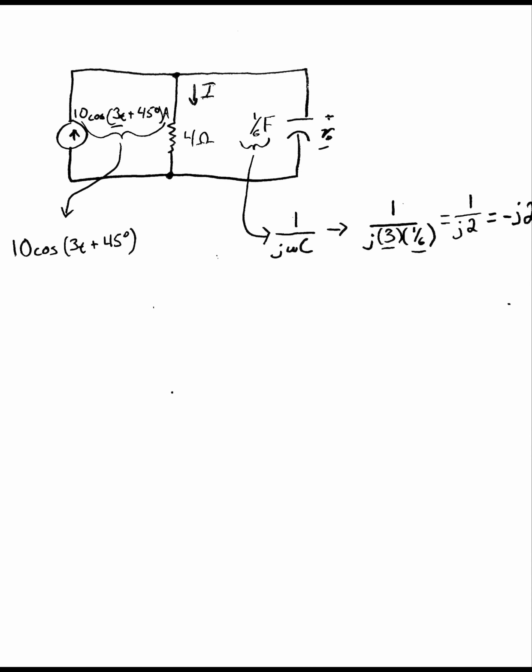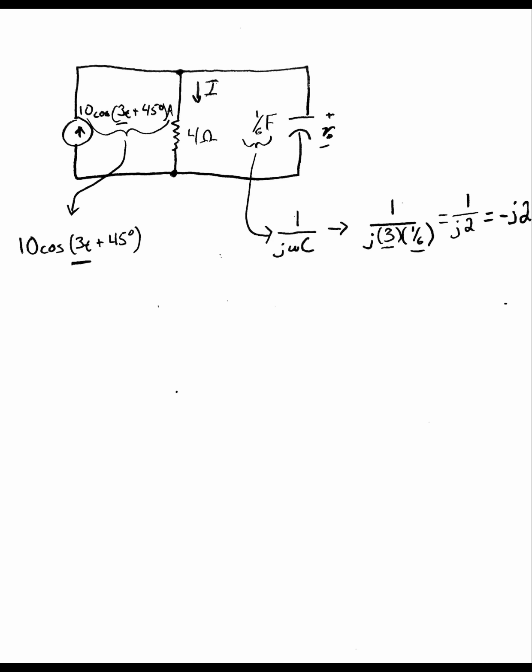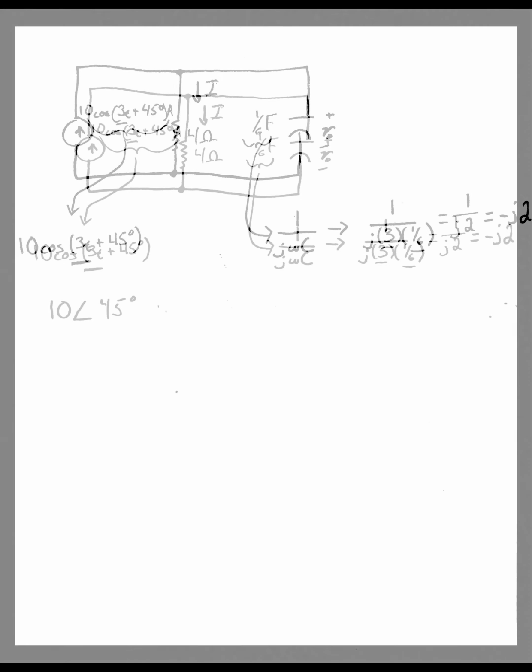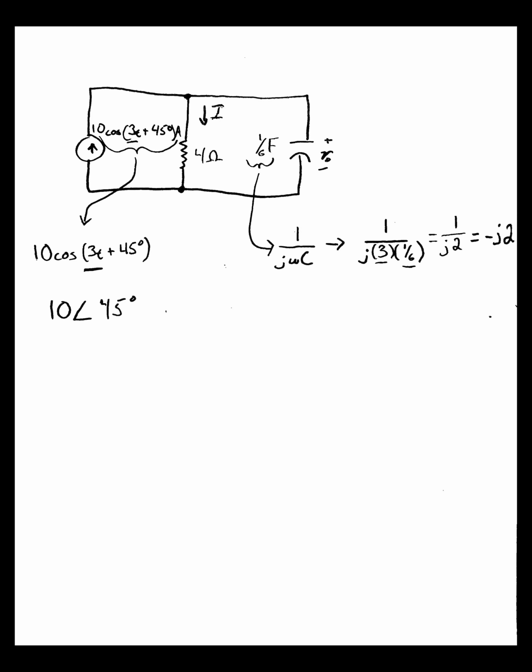Now we can turn our attention to the source. It has that long explanation of it, 10 cosine 3t plus 45 degrees. Now that 3t portion is our frequency aspect in the time domain. For this point of the analysis, we don't really need to know that. It's not going to factor into how we solve these equations because we're not trying to find an instantaneous value. So we can disregard the 3t for this portion, and we can rewrite this in a polar fashion as 10 at an angle of 45.